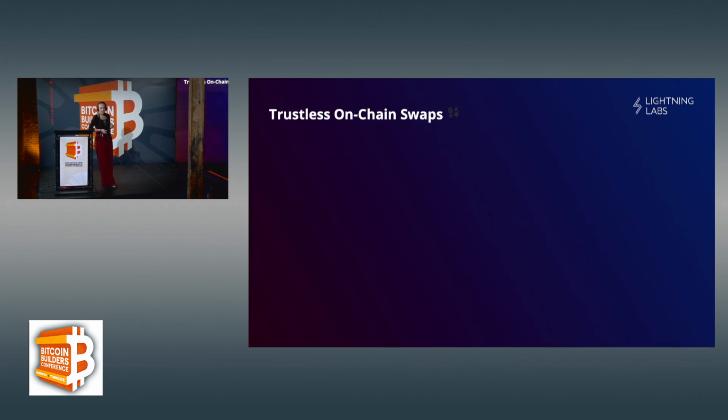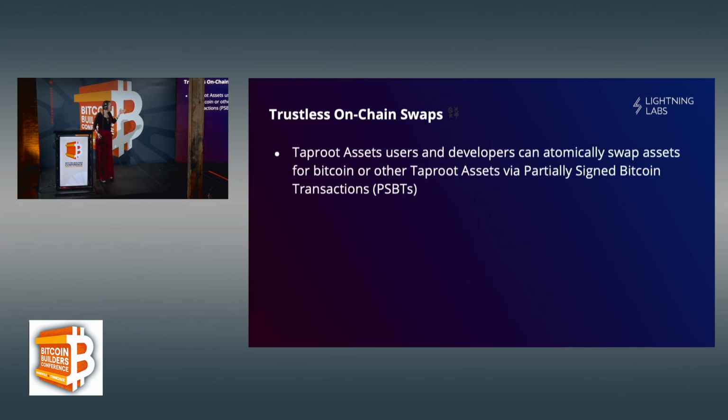All right, so first thing that we're going to talk about is trustless on-chain swaps. But I want to, again, read the room here. How many people are familiar with PSBTs, partially signed Bitcoin transactions? A few people? Cool. All right. So this makes use of PSBTs, which means Taproot Asset users and developers can automatically swap assets for Bitcoin or other Taproot Assets via partially signed Bitcoin transactions.